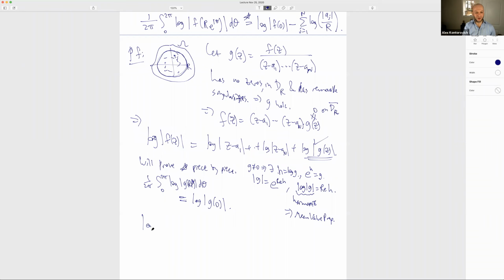Now let's look at log of z. So z again will be r e to the i theta minus a1, let's say, it doesn't matter which one we take. Now this is an explicit integral. So what will we get? On one hand, let's pull out an r.